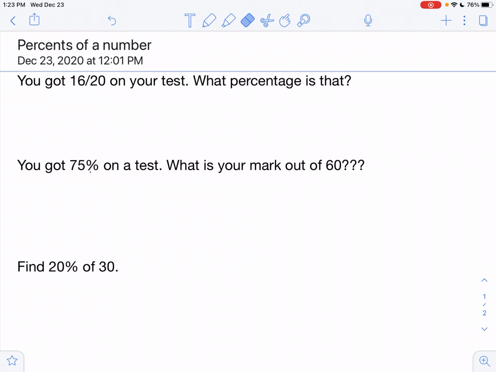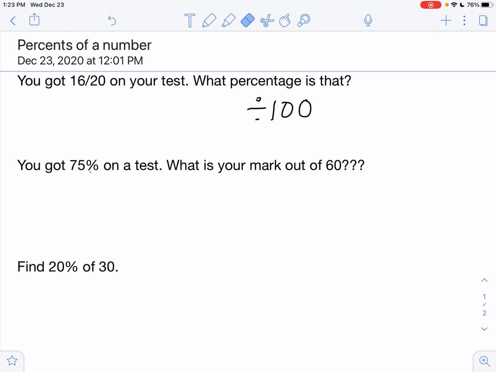In this video, we're looking at finding the percent of a number. So the first thing that we have to remember is what percentage means. If we have a percentage, that means that something is out of 100 or divided by 100. Okay, so that's an important thing to remember.